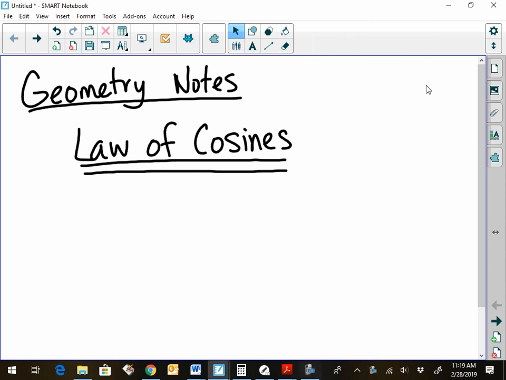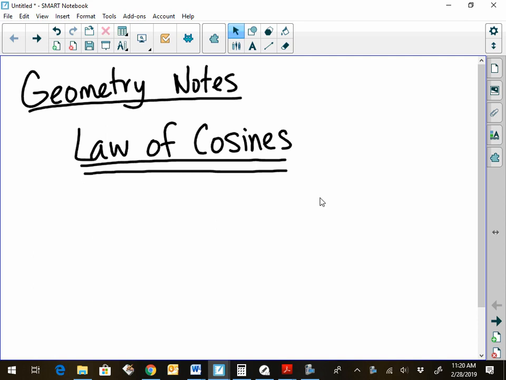Hello there, students. In your notebooks, take those out, and at the top you can just write law of cosines. These are our notes that we're going to take before our next class. So law of cosines is what we're going to talk about today.